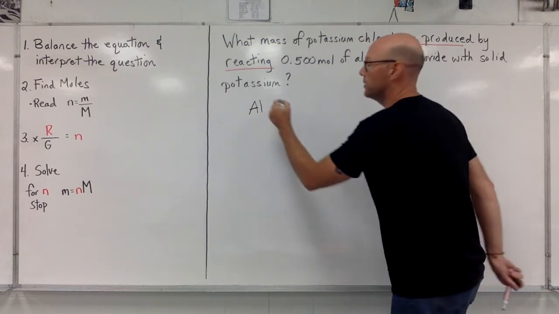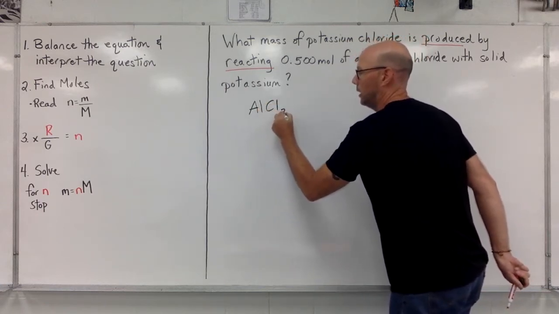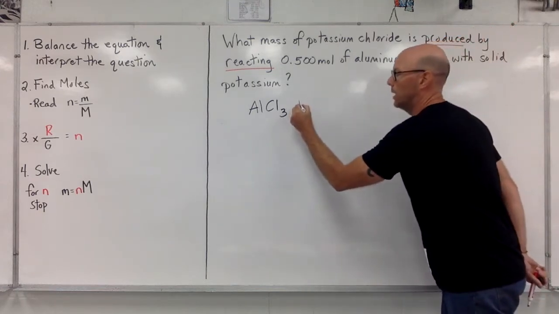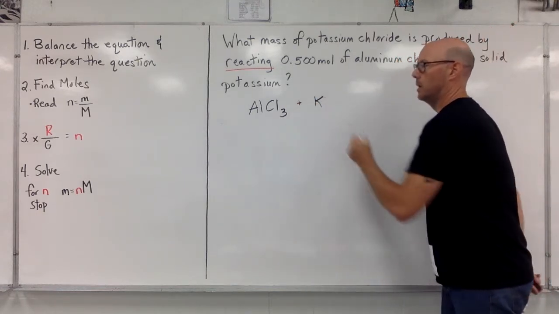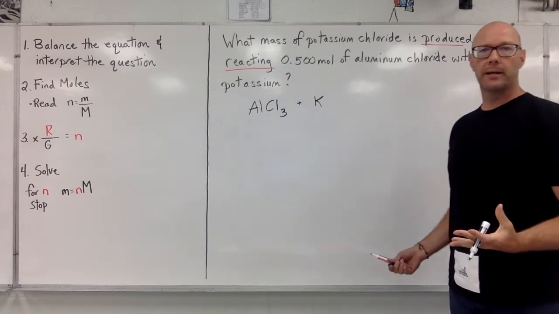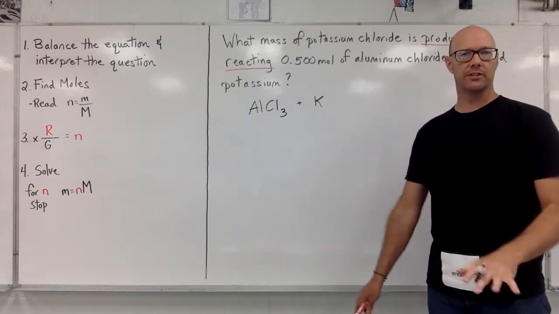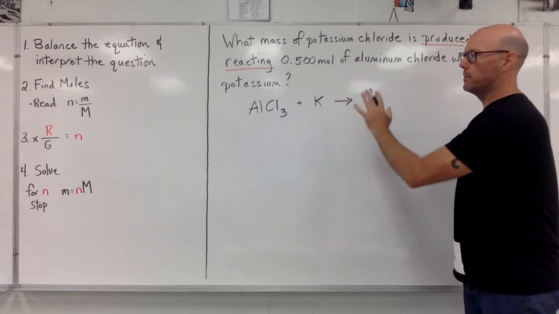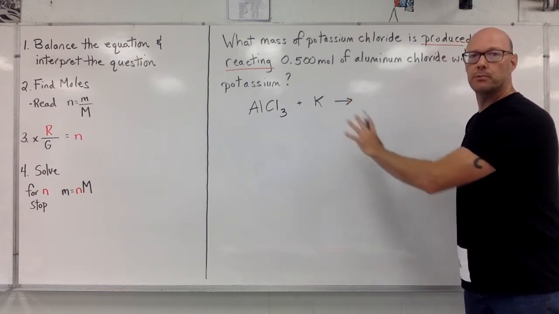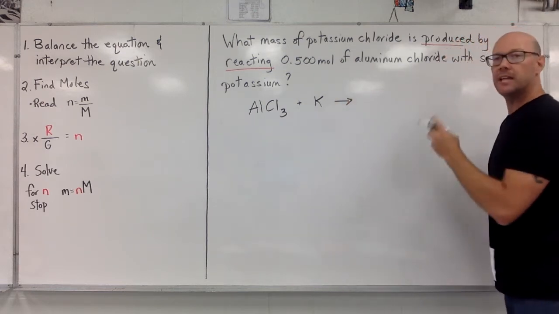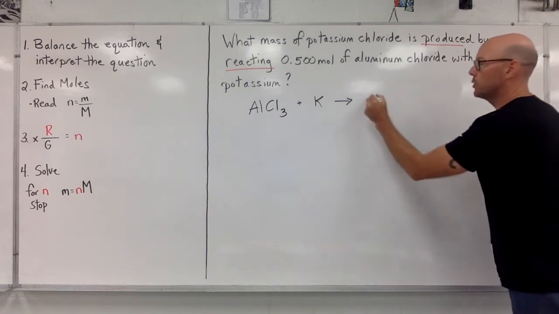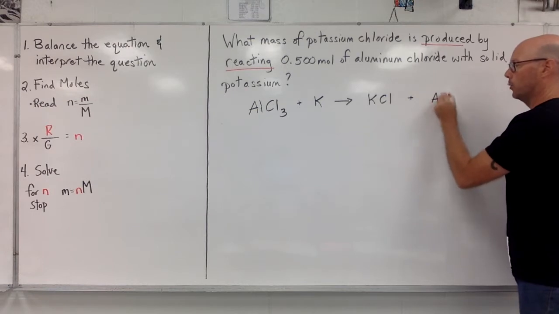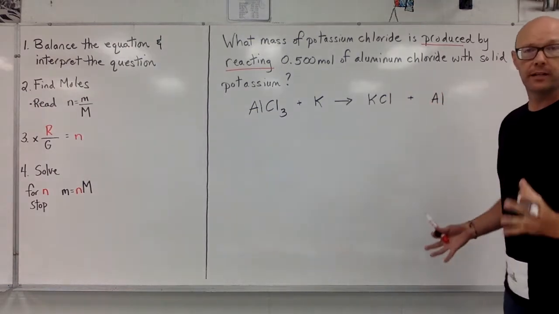Aluminum is a 3+, and chlorine is a 1-, so we have AlCl3 reacting with potassium. Potassium is not a diatomic element. Metals never get a subscript. We have a single replacement reaction where the potassium is a metal, so it's switching places with the aluminum. Potassium is a 1+, chlorine is a 1-, and aluminum alone. Metals never get a subscript.